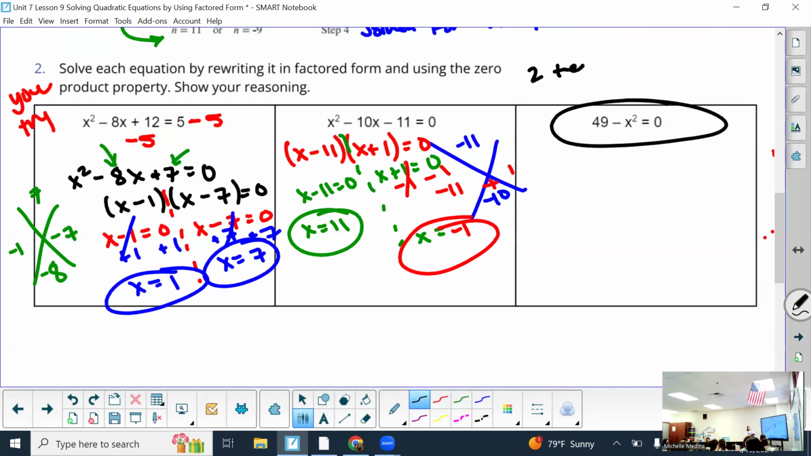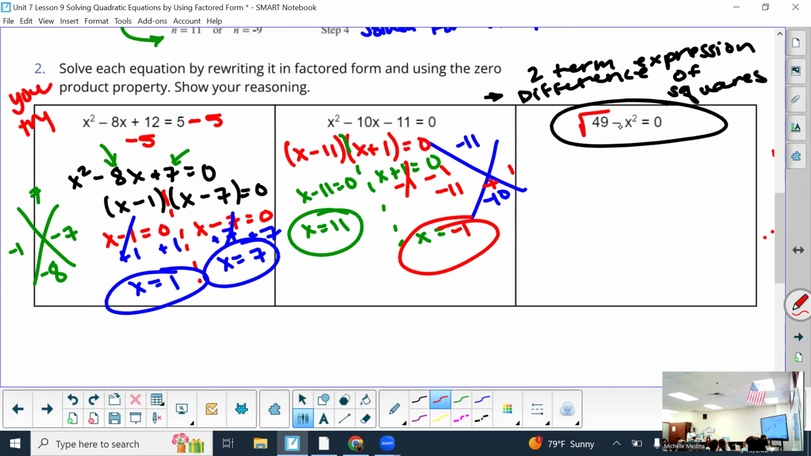When it is a two-term expression, well, you could factor by GCF, but technically you haven't learned that yet. We're getting there. It'll come up eventually. But when it's a two-term expression, you have to check if it is a difference of squares. What does difference mean in math? Is this a subtraction problem? Okay, great. That makes it a difference.